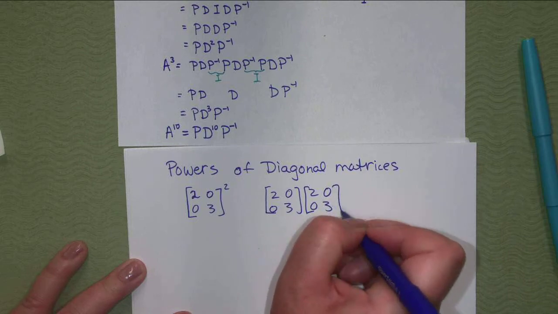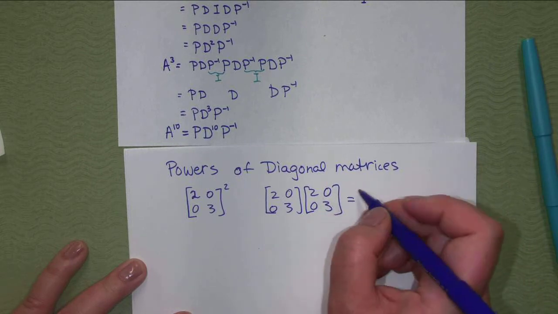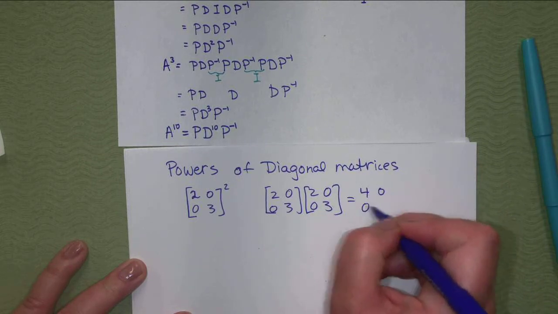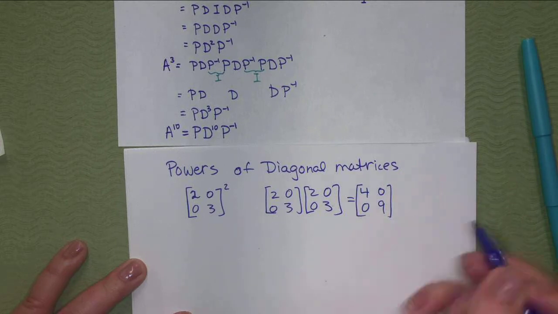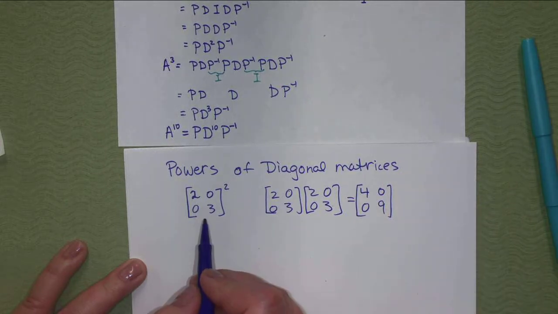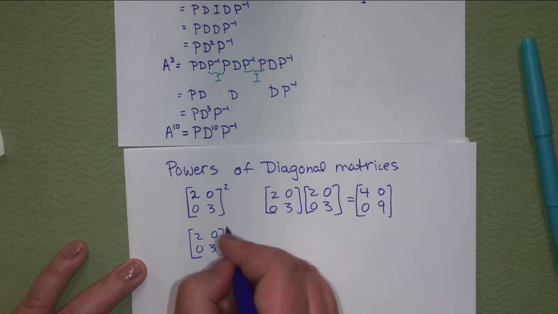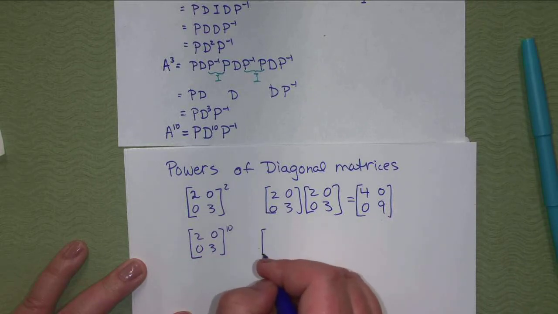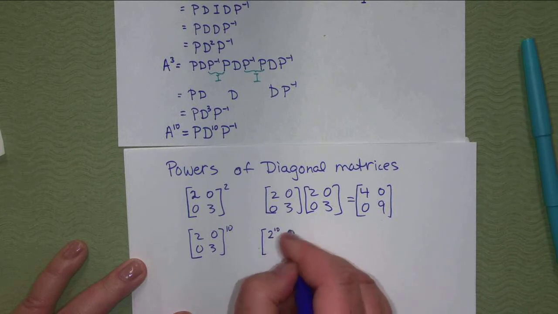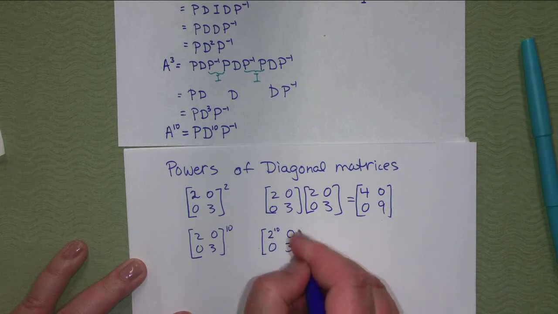I think I showed you this before. You end up with 4009 when you multiply. So it is just the squares of those. If we wanted 2003 to the 10, it works out to be whatever those are.